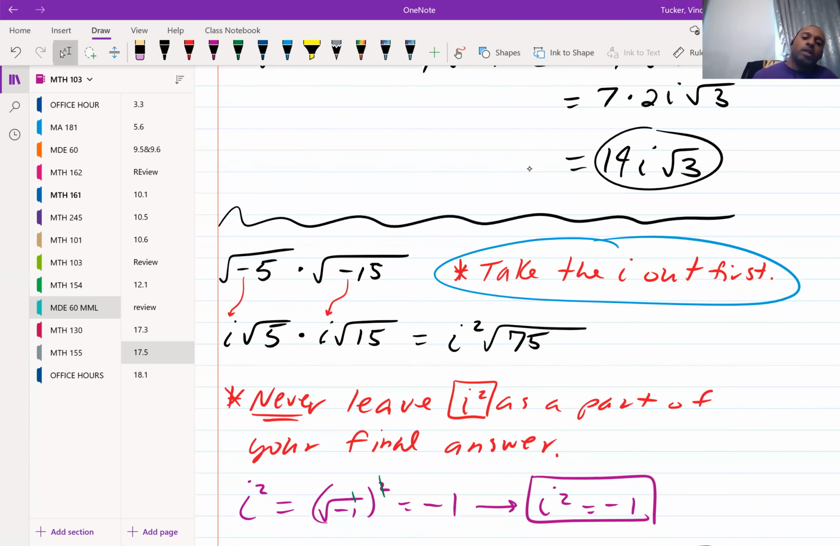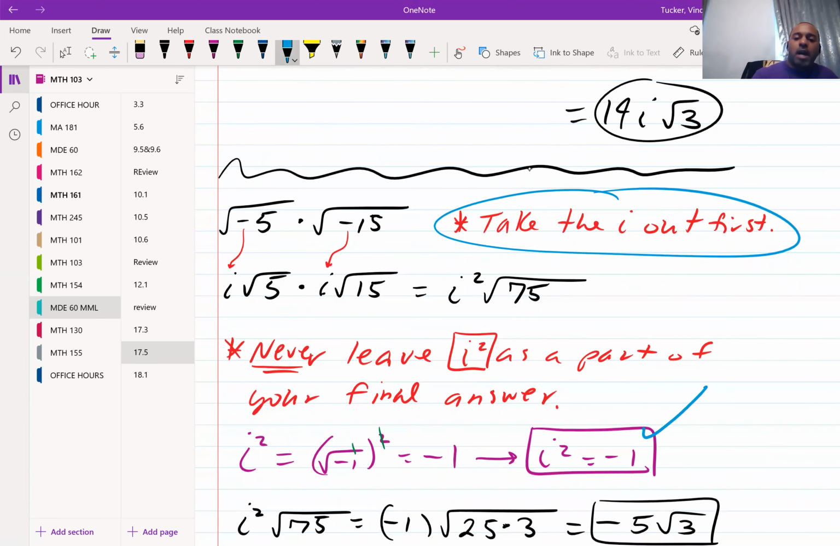Then you see my next statement right here: never leave i squared as a part of your final answer. Whenever you have i squared, it can always be simplified further. So you see right here, i squared is going to be negative 1. And this is just a breakdown. You don't necessarily have to remember the breakdown, but if you remember that i squared always simplifies to negative 1, that's what you always need to remember.